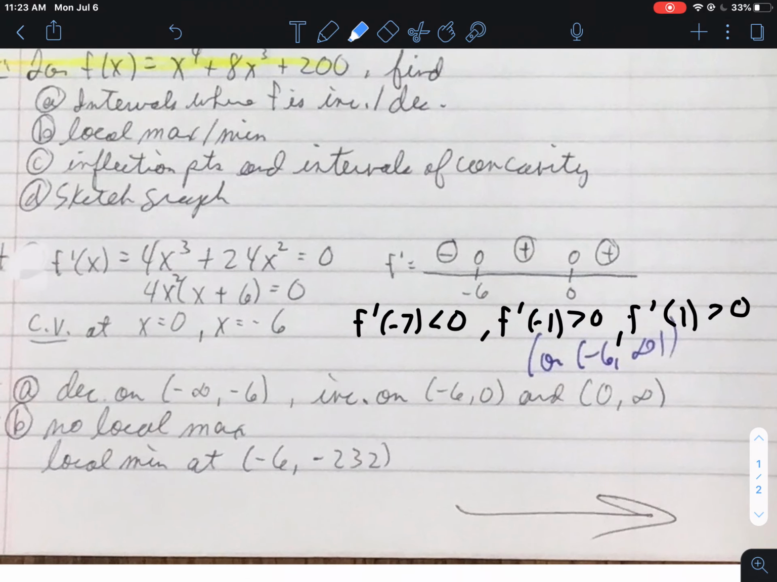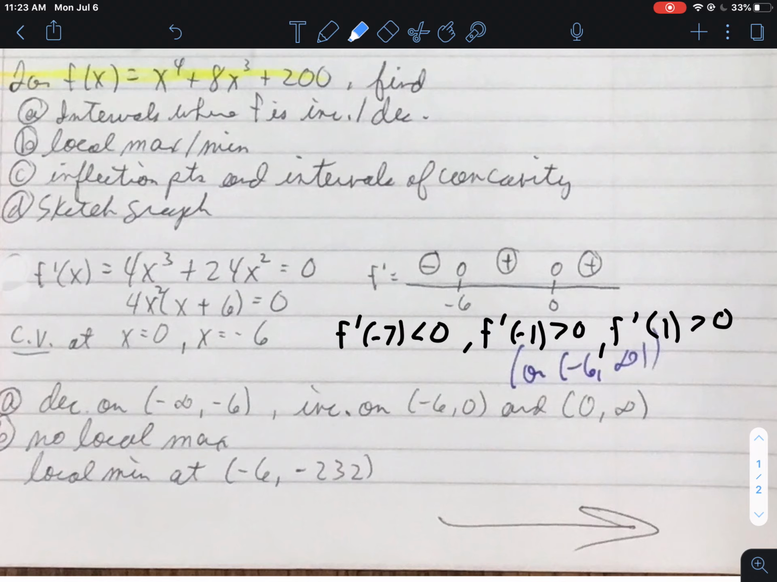So for increasing and decreasing, I'll take my first derivative, f prime, and again this is a nice little polynomial. So here's f prime, 4x cubed plus 24x squared. We set that equal to 0 to find our critical numbers. Now again, remember I'm looking for increasing, decreasing, maxes and mins here. So first derivative equal to 0 to get our critical numbers. I went ahead and factored it. I could pull out a 4x squared times x plus 6. Set each of those equal to 0, and I've got x equal to 0 and x equal to negative 6.